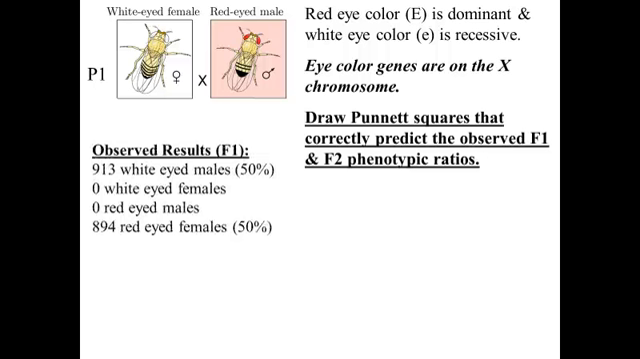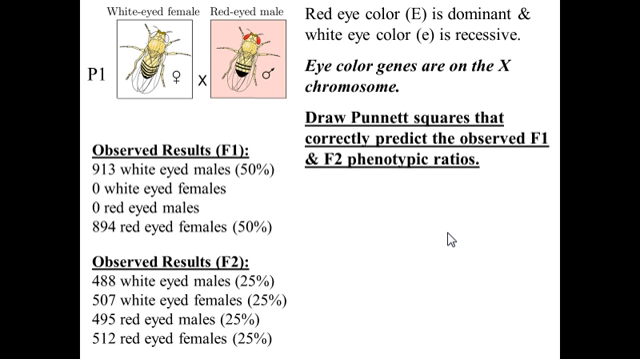Well, there's our observed results. For the F1 generation, of the offspring, 50% of them are males, and all of the males have white eyes. 50% of the offspring are females, and they all have red eyes. For the F2 generation, we have 50% white eye, 50% red eye, and 50% are males and 50% are females. So the red and white eyes, as well as the gender, are pretty evenly distributed.